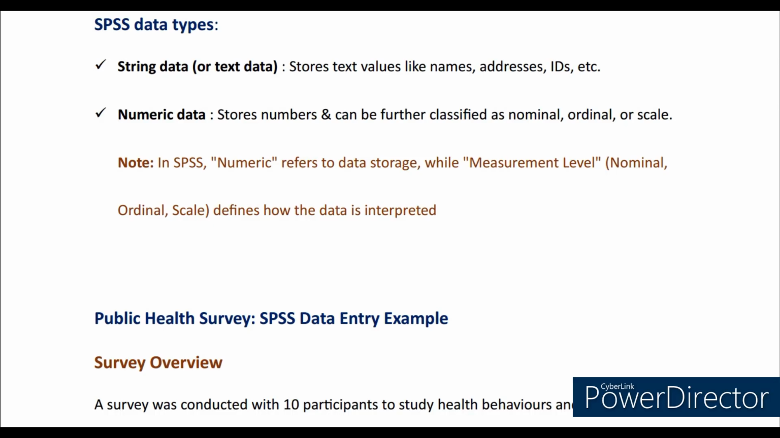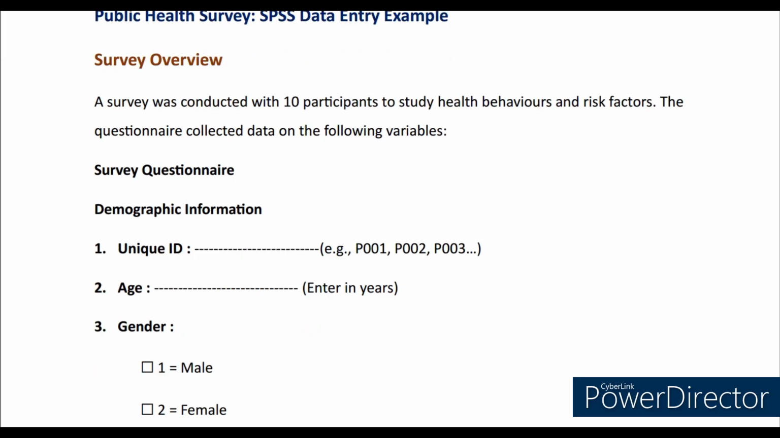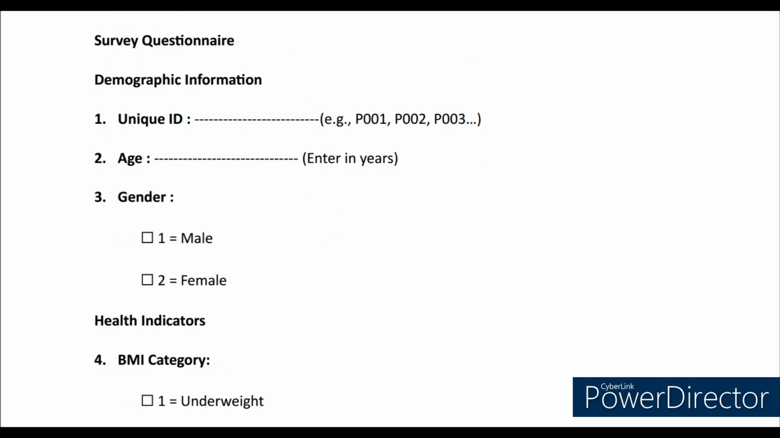And now let's understand this practically with a simple example of a public health survey. A survey was conducted with 10 participants to study health behaviors and risk factors. The questionnaire collected data on the following variables. First is demographic information like unique ID, age, gender, etc. So if you look at the gender, it is coded as 1 and 2. So numeric type in SPSS, but the measurement is nominal, okay, because it's a categorical variable.